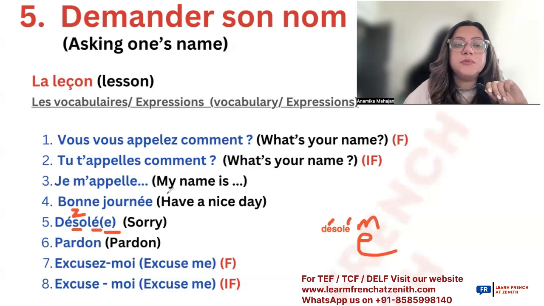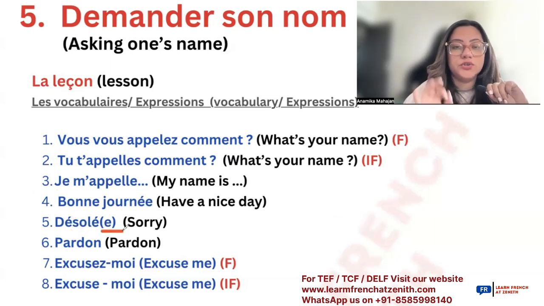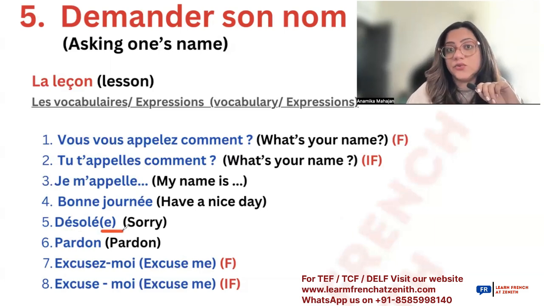And if the speaker is feminine, she will add this extra E, which comes in the bracket here. It will be coming with the word. However, the pronunciation in both the cases remains same. Désolé, désolé, same sound. All right. So this is désolé, which is sorry.